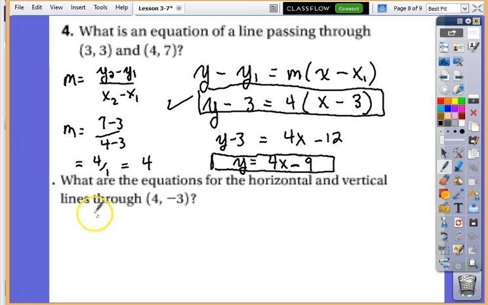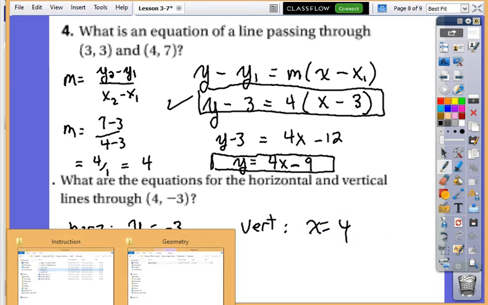All right, and then the bottom question to me is pretty trivial. What are the equations for the horizontal and vertical lines? Horizontal is y equals negative 3. And then vertical is x equals 4. Everybody get that okay?